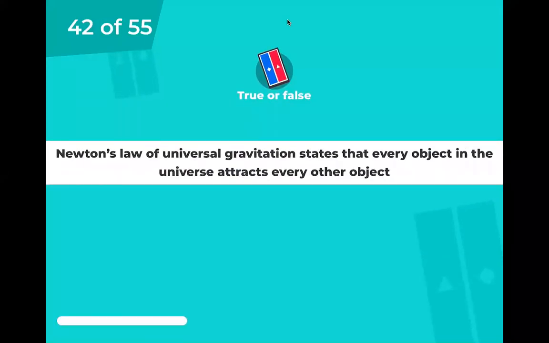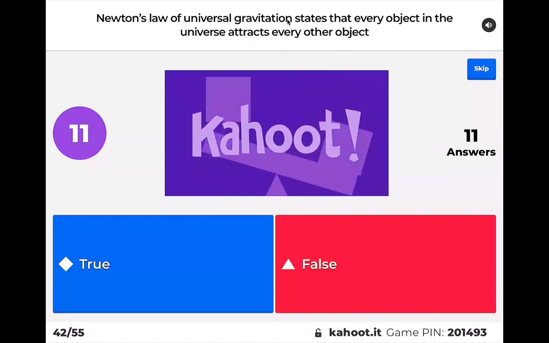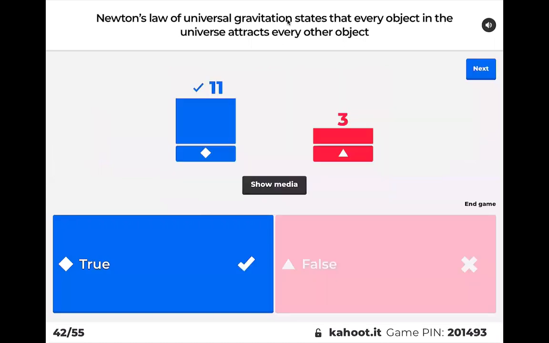Newton's law of universal gravitation states that every object in the universe attracts every other object. True or false? Newton said that every object is attracted to each other. True or false? It is true.